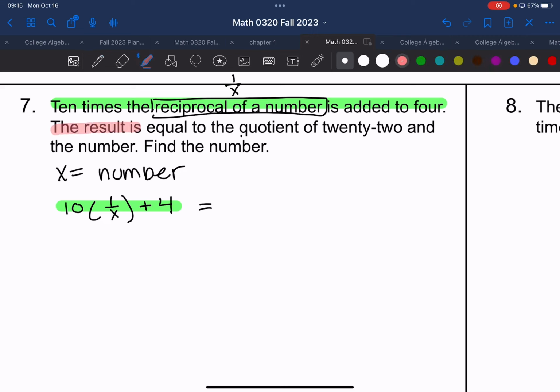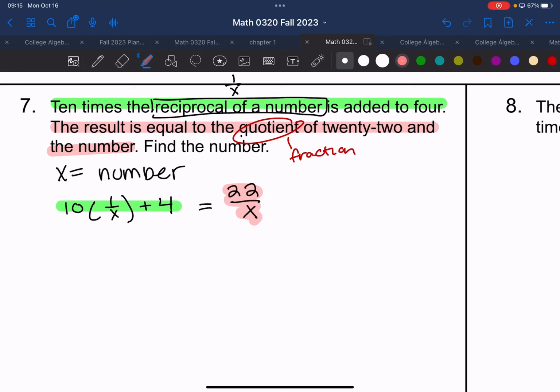It says the result is equal to the quotient of 22 and the number. Quotient means what? Division. But it can also mean we write it as a fraction. Okay? So division or fraction. So it's saying the fraction of 22 and x. How would we write that? 22 over x. Okay.